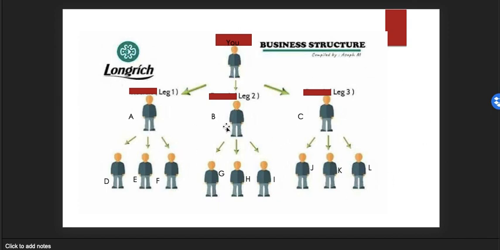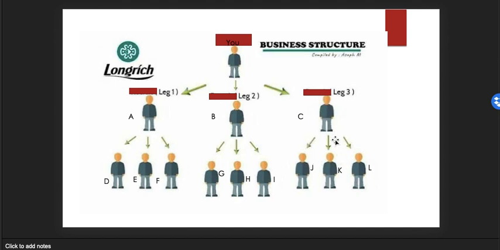I also have the term legs. What's a leg? Each tree. So for you, you have 3 legs. Leg 1 is Mr. A, D, E, F, and all those under them. Leg 2 is Mr. B, G, H, I, and all those under them. And leg 3 is Mr. C, J, K, L, and all those under them.